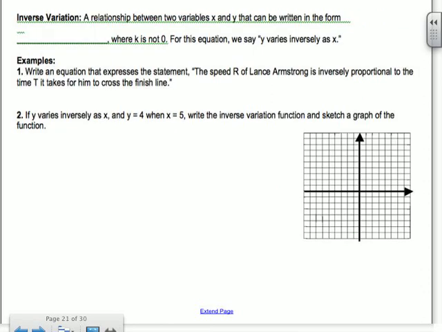Okay, so inverse variation. What I said earlier is inverse variation means if one value goes up, the other one goes down. All right, so they're not directly related anymore. They're inversely related. So this is going to look like y equals k, and instead of multiplying by x, we're going to divide by x. So k over x.